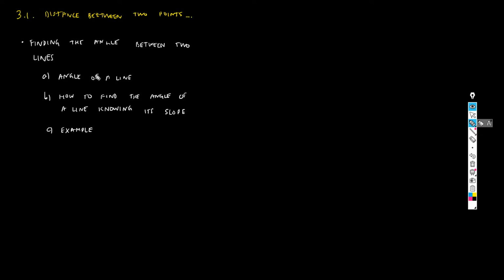So in order to achieve this, I'm gonna first explain to you some concepts. A, the concept of the angle of a line. What does that mean? B, how to find the angle of a line knowing its slope. So let's see how this works.